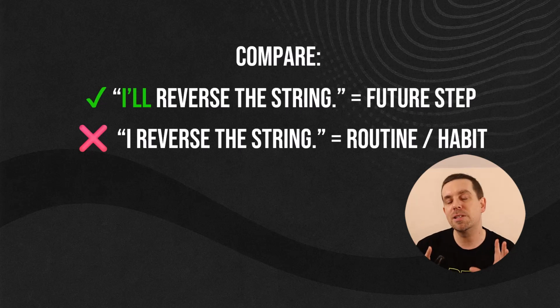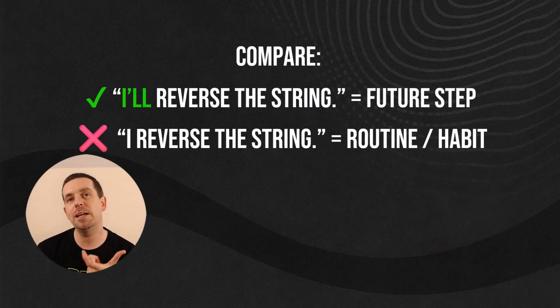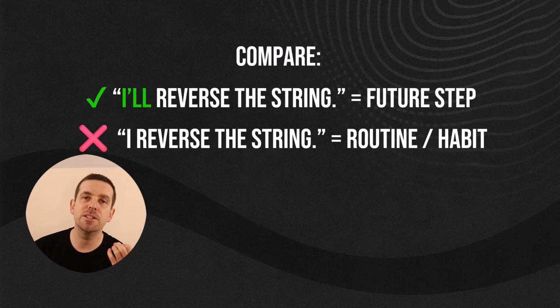Now, compare, for example, your language. The majority of other languages, they use the present tense instead of the future for when it's a very quick, spontaneous, or improvised decision. For example, in English, I'll reverse the string. This is a future step or future plan. If you say in present, I reverse the string, in English, this is a routine or a habit of some description. It's not exactly the future.